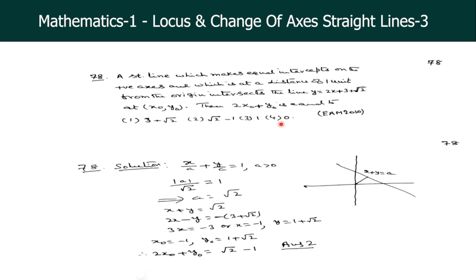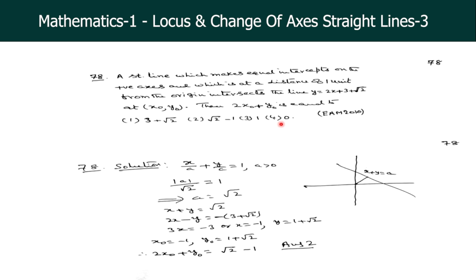EAPCET 2010. Suppose the line equation is x by a plus y by a is equal to 1, that is x plus y is equal to a, since the intercepts are equal. So therefore, by hypothesis, mod a by root 2 is equal to 1, or a is equal to root 2. A is equal to root 2 because its distance from the origin is 1 unit.